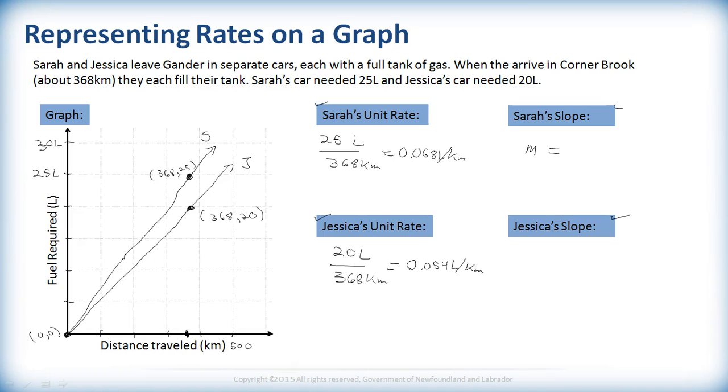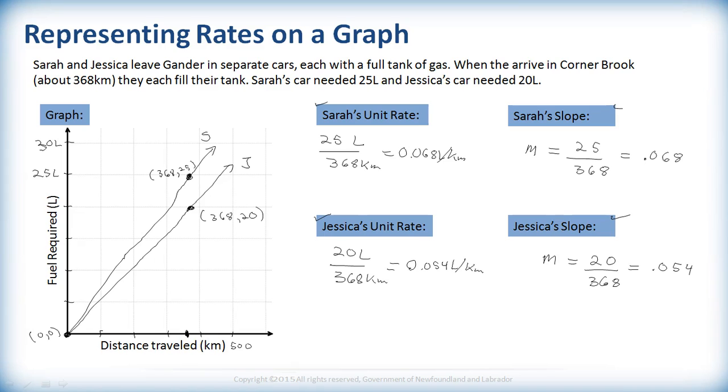For Sarah's line, going from 0, 0, we go up 25 and we go over 368. You'll notice that that's the same ratio we had before, and it'll give us the same number, 0.068. And then for Jessica, her slope, rise over run, is going to be up 20 and over 368. So that's going to be the same number we had before, 0.054, and those would be in liters per kilometer as well.